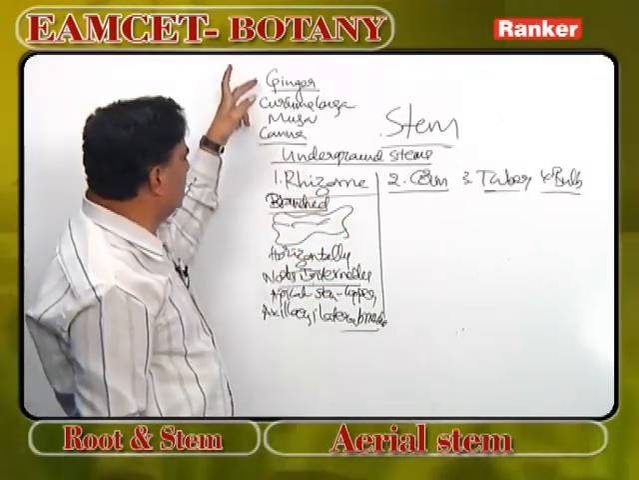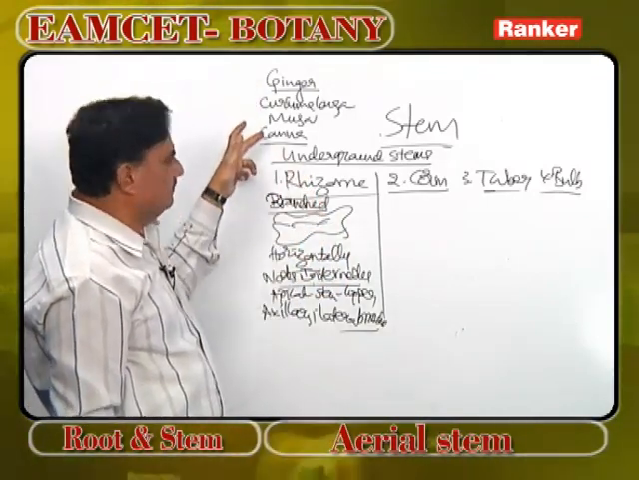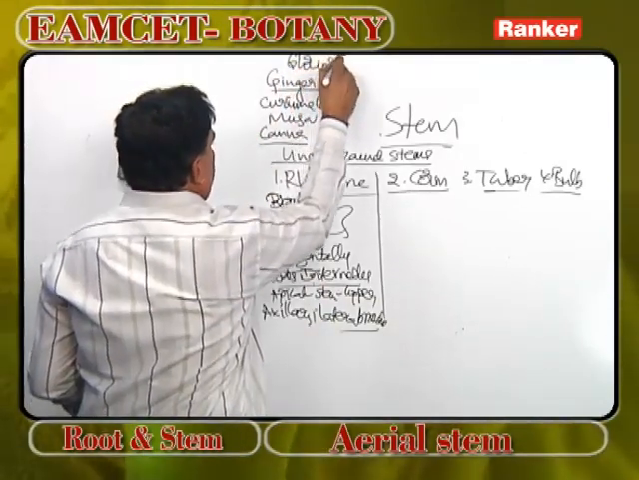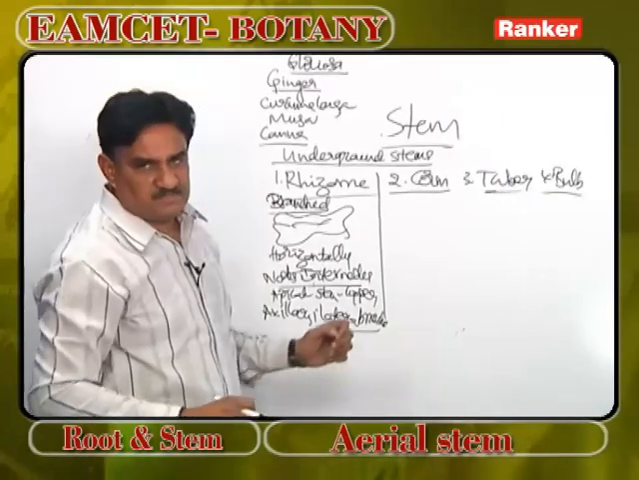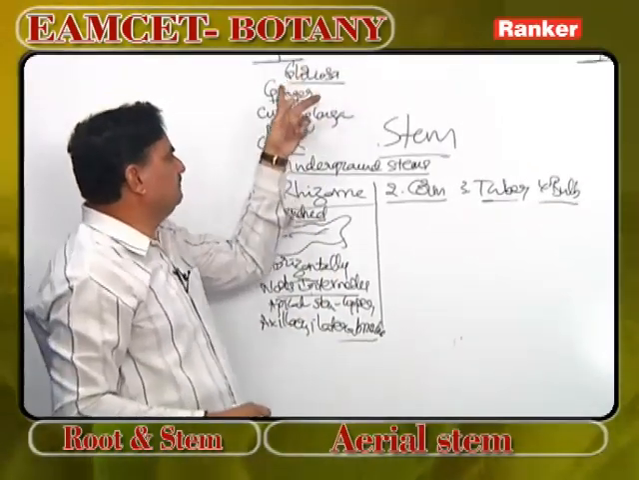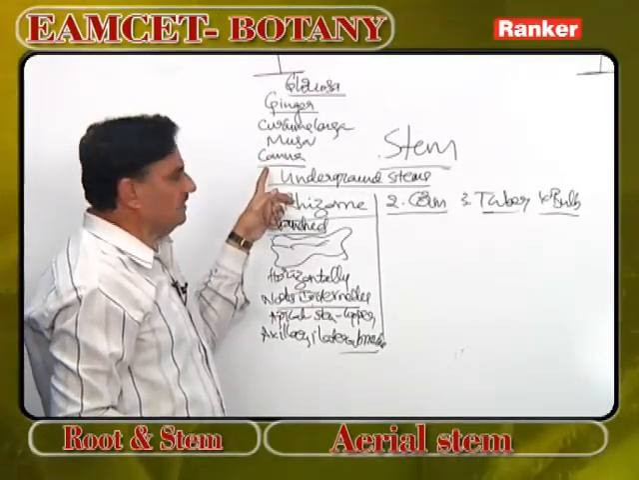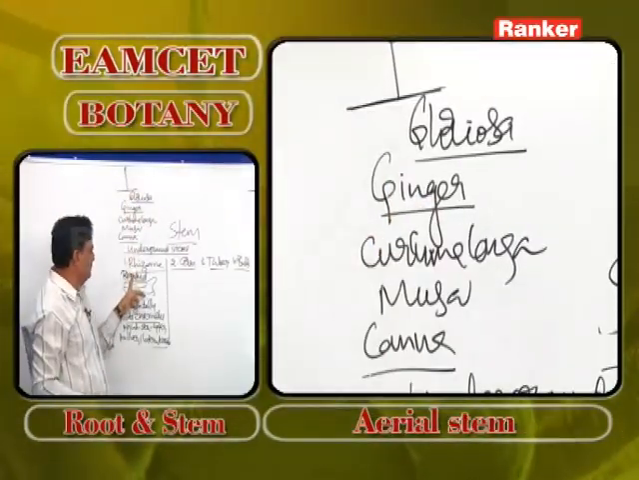So, rhizomes are found in ginger, curcuma, musa, canna. When it comes to the Liliaceae family, gloriosa also shows rhizomes. So, gloriosa, Zingiber officinale, Curcuma longa, Musa paradisiaca, banana, Canna indica, all these will show rhizomes.